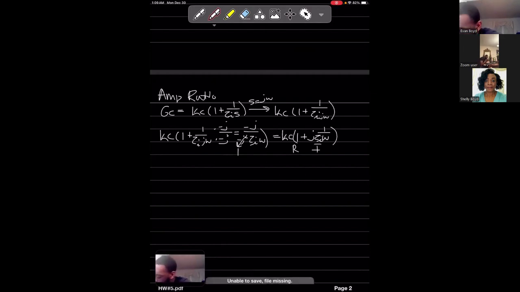And then we can now plug this into our amplitude ratio. So we know that AR is equal to the radical of R squared plus I squared, which would just be the radical of 1 squared plus the quantity 1 over tau I omega, squared.